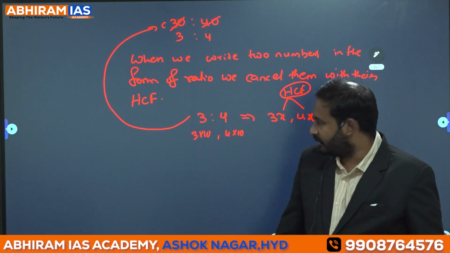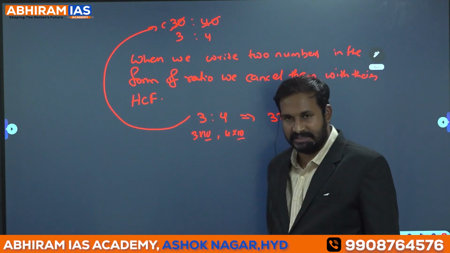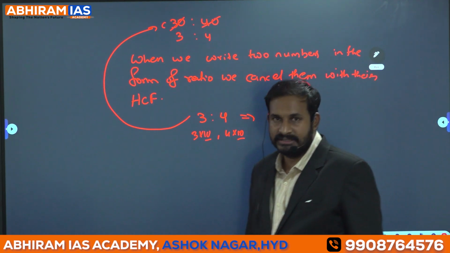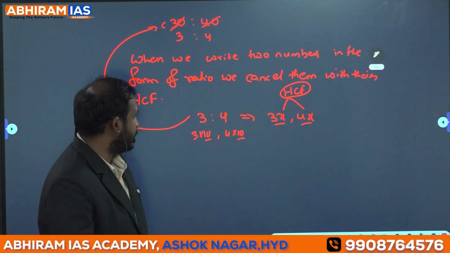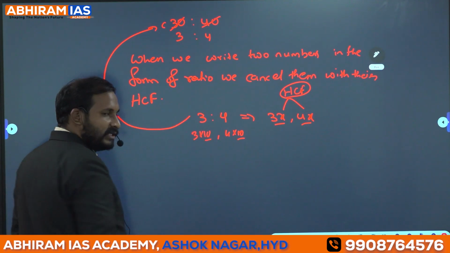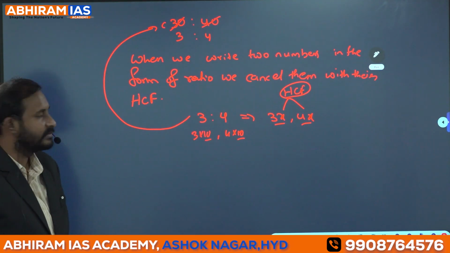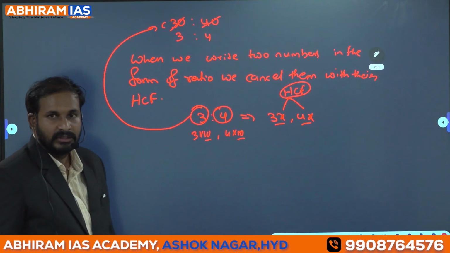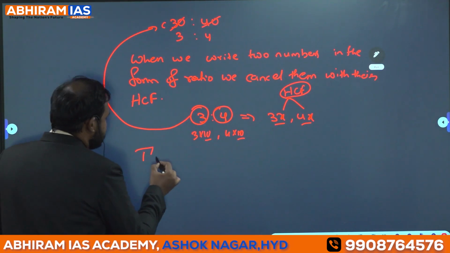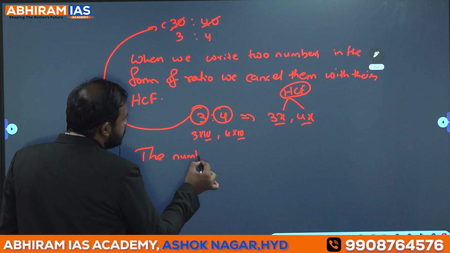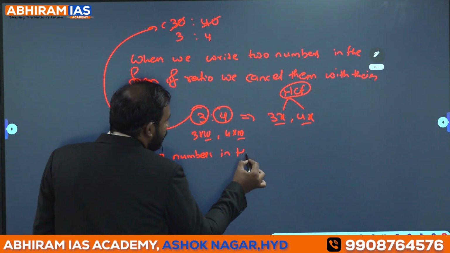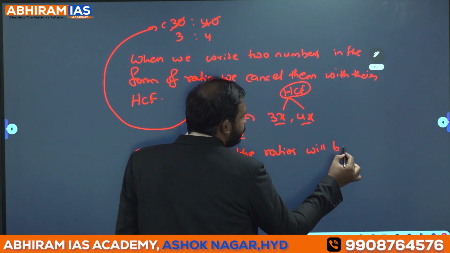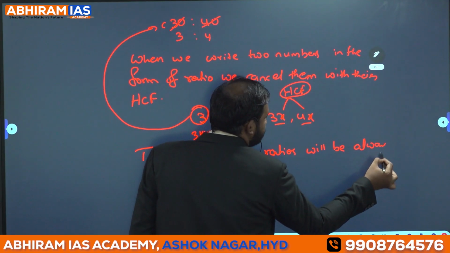If you observe carefully, what is this 10? This 10 is nothing but the HCF, the same thing. 3x and 4x, where x will become the HCF. And next point, after cancelling two numbers in the form of ratios, the leftover values will be always co-primes. Okay, that means the numbers in the ratios will be always co-primes.